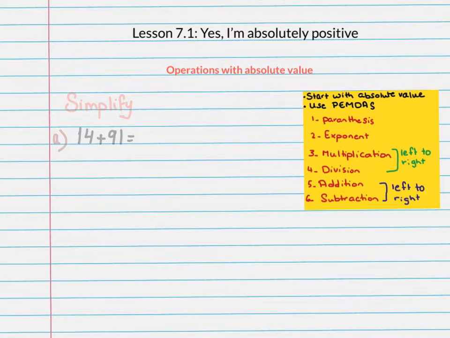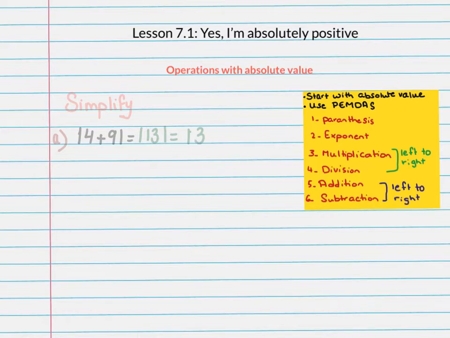So start with the absolute value and then use PEMDAS to solve. For example, absolute value of 4 plus 9, we're going to start with the absolute value. We do not have parentheses, we do not have exponent, nor multiplication, nor division. We have only addition. So we directly do 4 plus 9, which is 13. Then the absolute value of 4 plus 9 is 13. Then 13, as you can see here, is already positive. So what comes out of the absolute value is 13 only.